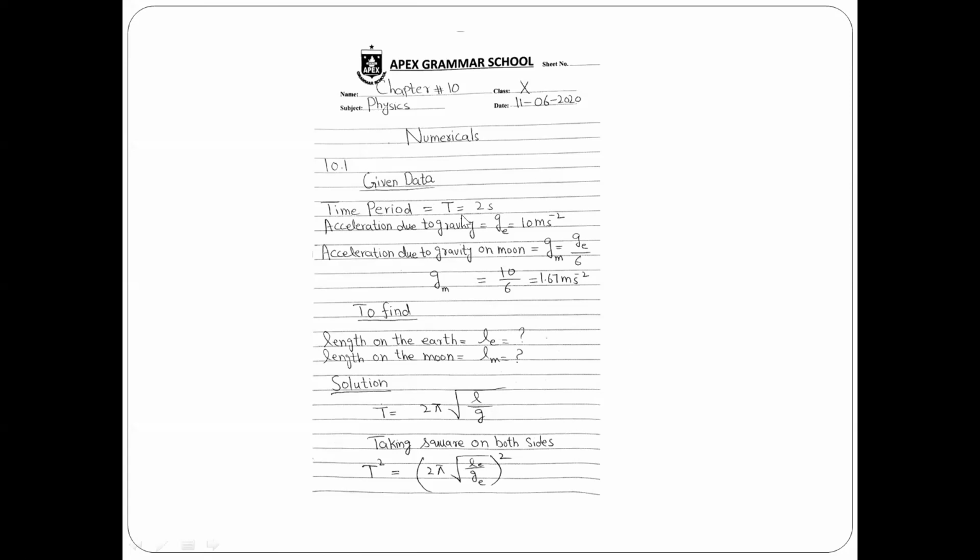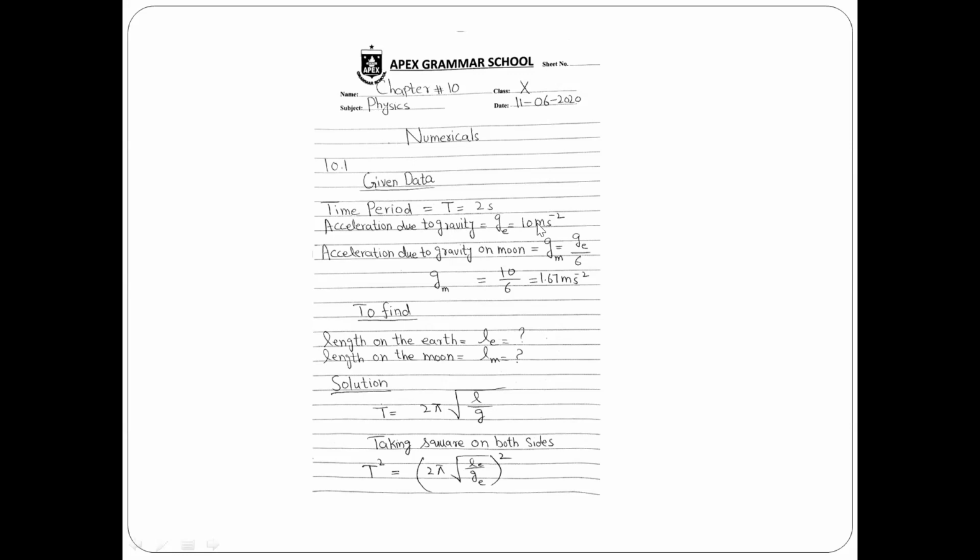In this numerical, the given data is the time period, which is 2 seconds. You know the unit of time period is second. So the given data: time period T equals 2 seconds. Acceleration due to gravity, why I am writing e, because it is acceleration due to gravity on Earth.